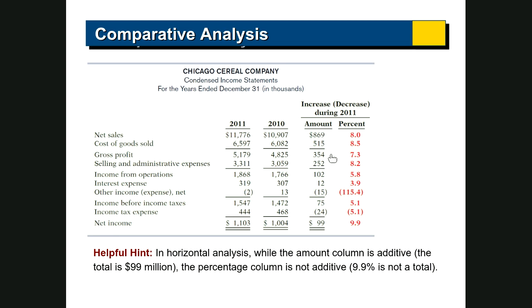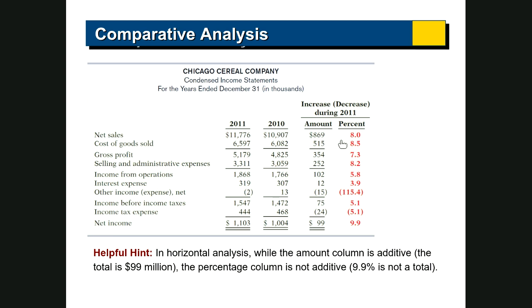These are the two items, two statements. So here, as you see, the sales in 2011 was 11,776. In 2010, it went down. There was an 8% reduction in sales. Is that good or bad? It's not good, right? It's not good at all.